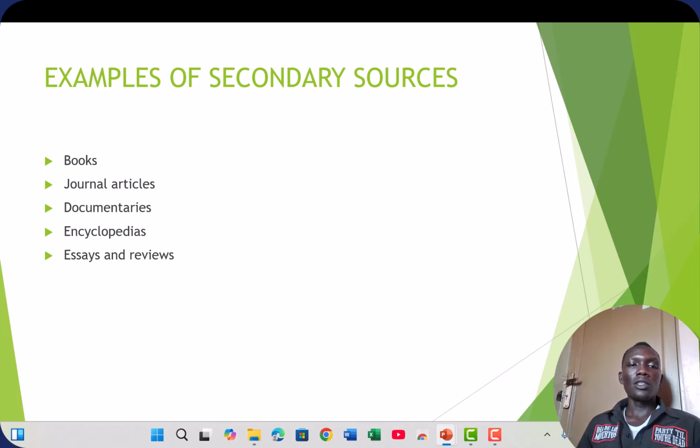Then we have encyclopedias. An encyclopedia is an entry that summarizes well-established knowledge or events based on secondary research work. For instance, Britannica or Wikipedia. So those are examples of encyclopedias.